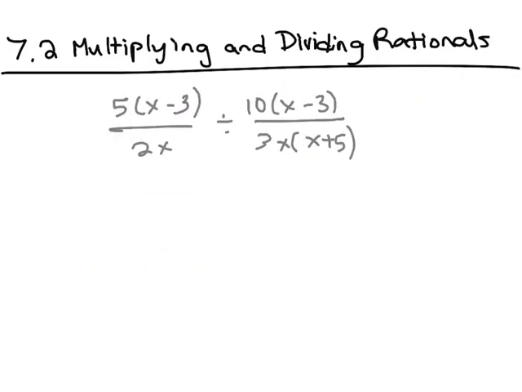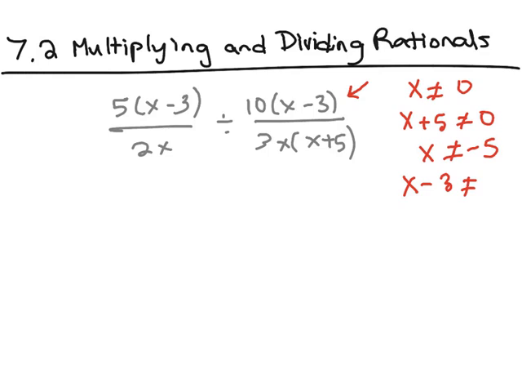For the next one, let's find our non-permissible values first. So nothing in the denominator can be 0, so x cannot equal 0, and x plus 5 cannot equal 0, so x cannot equal -5. Now because this divisor has a variable in the numerator as well, it can't make 0 also. So nothing in the divisor can equal 0. So these are our three non-permissible values.